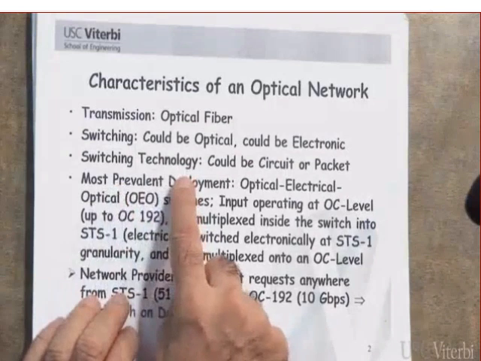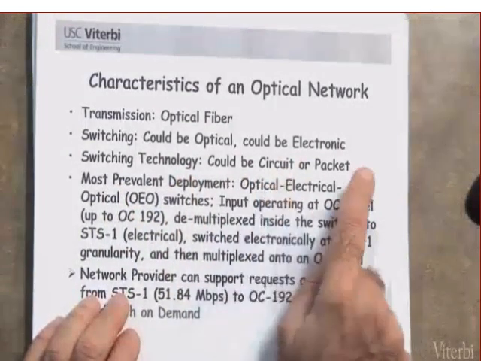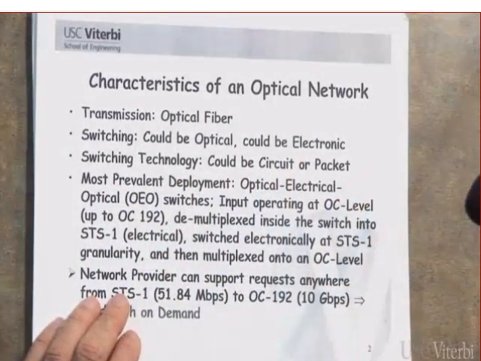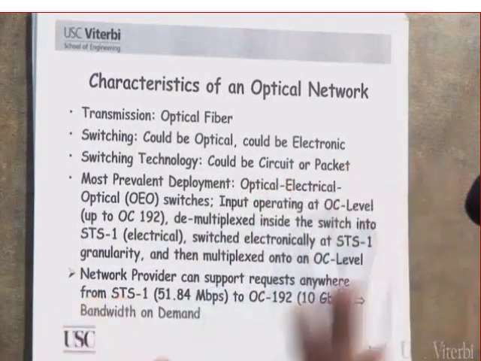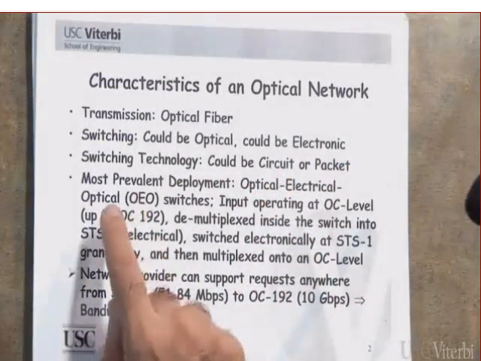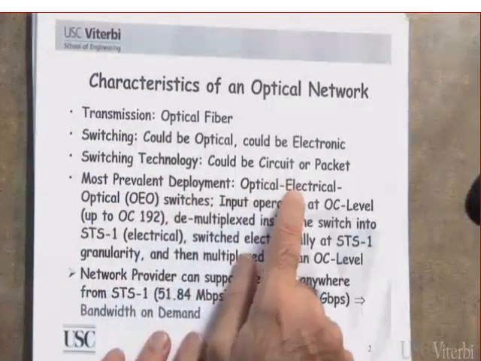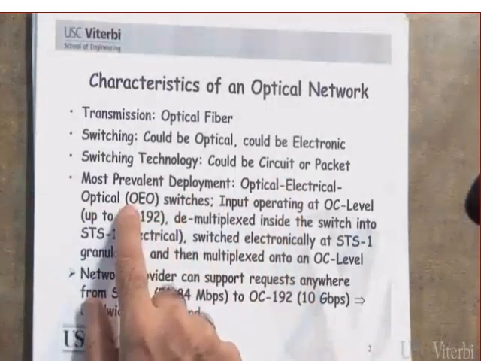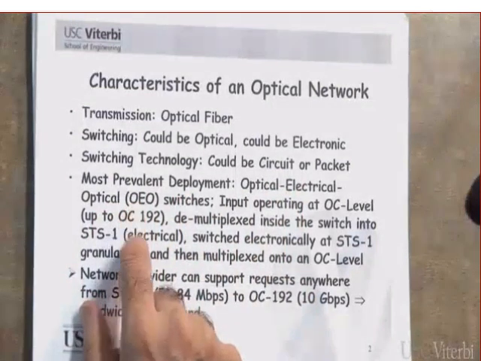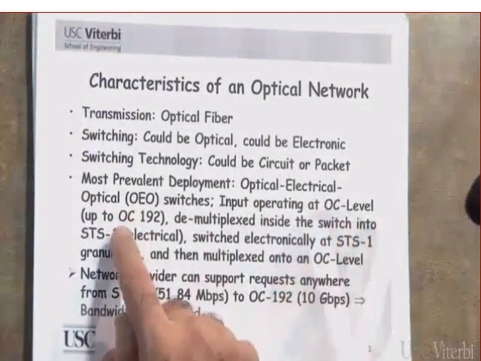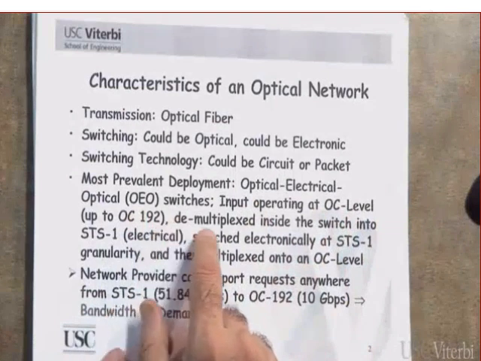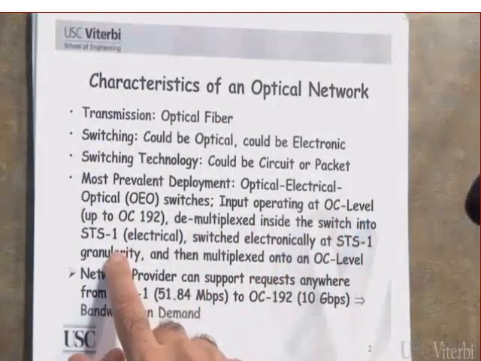The switching technology, again, it could be circuit or it could be packet switching. So as far as the switching is concerned, it's the same thing here. Now, the most prevalent deployment is the optical, electrical, optical switches. And this is the one that I was just telling you about. Operating at OC levels up to OC-192, demultiplex inside the switch into what?